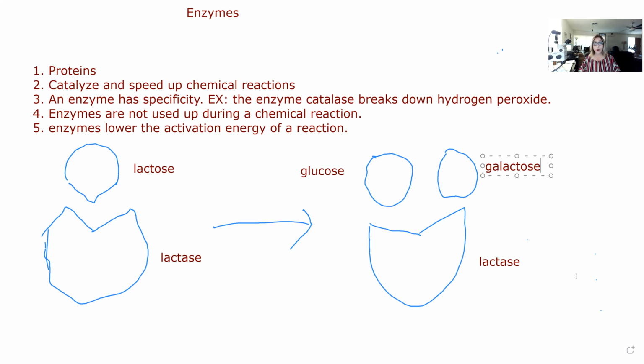Now, left on its own, lactose would break down into glucose and galactose, but it would take a really long time. And you need to be able to break down that lactose in your body, right? So people who are lactose intolerant do not have enough of this enzyme. And you can actually get medication that will add lactase to your body so that you can have dairy products. So let's go back to the PowerPoint.